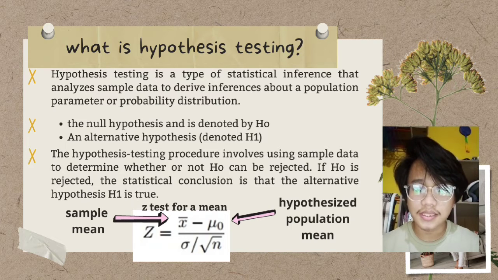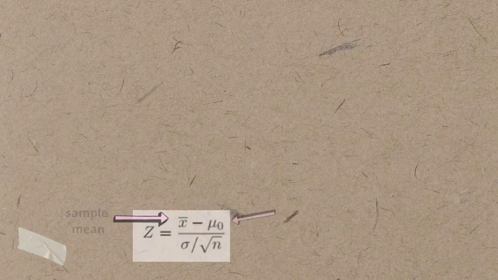The hypothesis testing technique entails using sample data to evaluate whether H0 can be rejected or not. If the null hypothesis is rejected, the statistical conclusion is that the alternative hypothesis HA is correct.